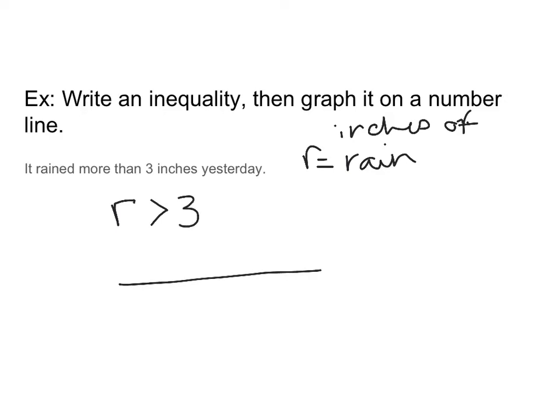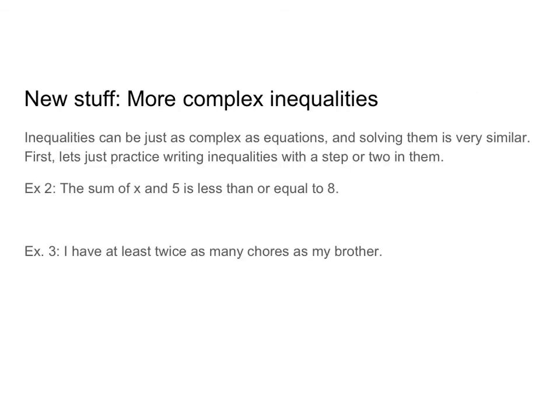On a number line, I could have 0, 1, 2, 3, 4, and I have more than 3 inches, so I'm going to do an open dot at 3 and an arrow going up, like so. So this is what you should have learned how to do last year. I know you guys didn't spend a ton of time on it, but hopefully it doesn't look completely brand new. Next, we're going to do the new stuff.